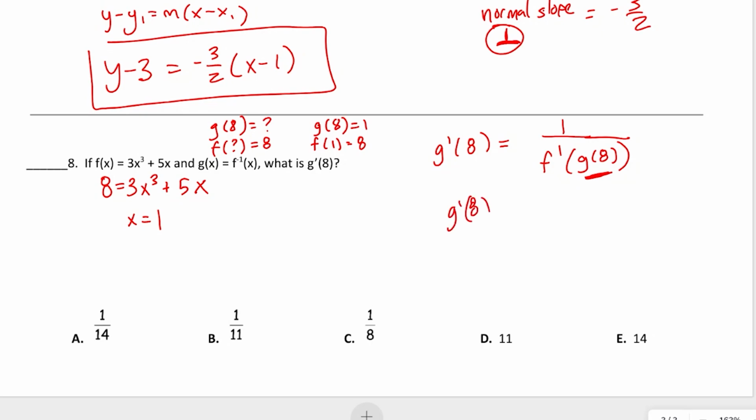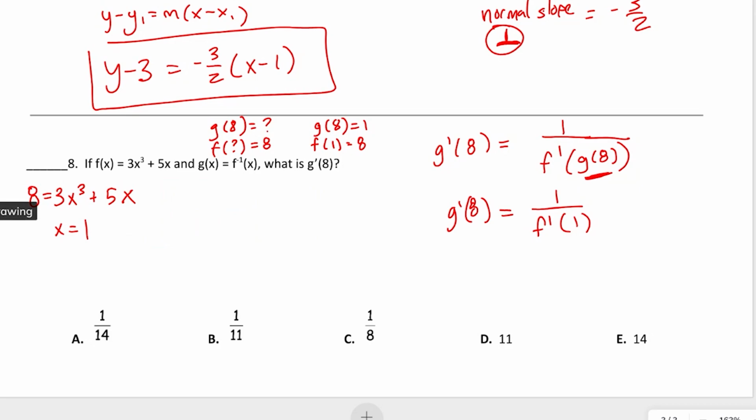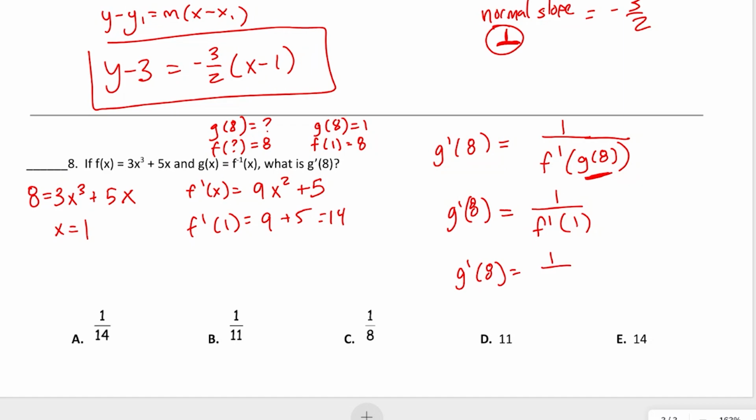So g prime of 8 is 1 over f prime of 1. Now we're going to have to calculate f prime of 1. Okay, so if f is 3x cubed plus 5x, then f prime, using the power rule, is going to be 9x squared plus 5. So f prime at 1 would be 9 times 1 is 9, plus 5 is 14. So f prime of 1 is 14, so g prime of 8 is going to be 1 over 14.